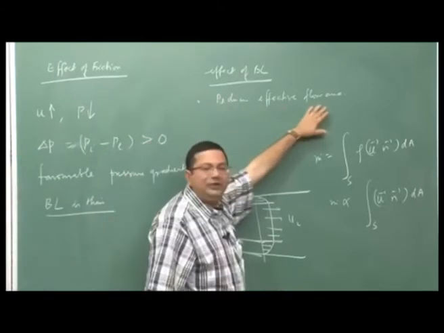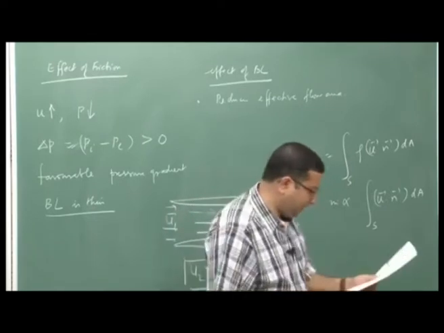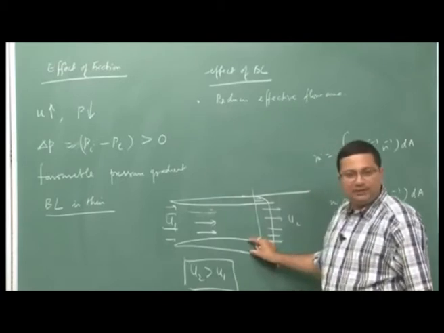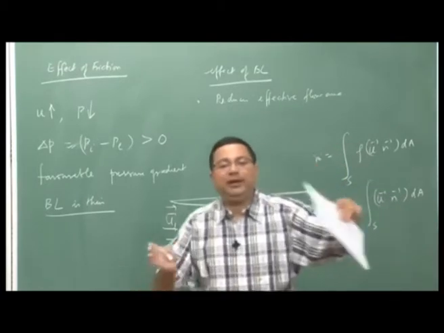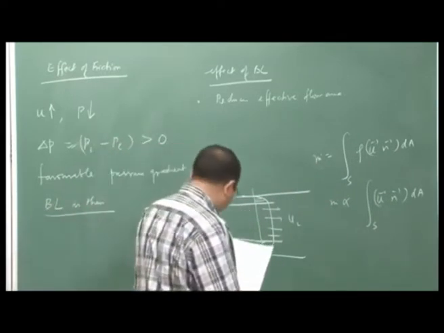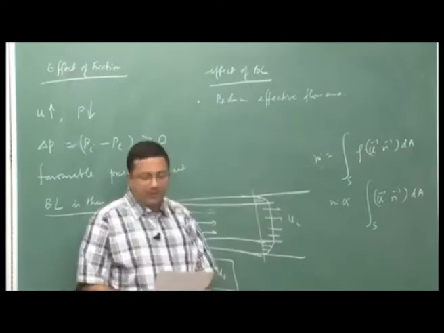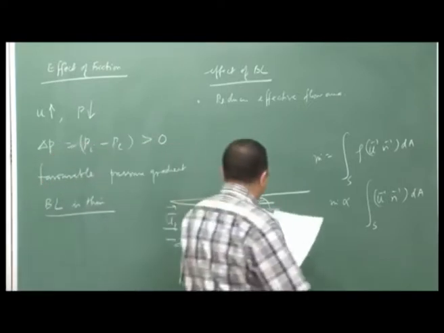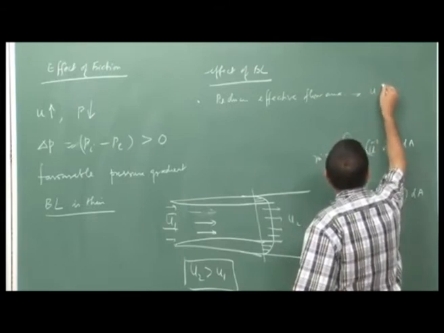Since it is going to reduce the effective flow area, the flow will be accelerated. Okay. So, this is called displacement thickness. So, it seems like effectively the wall is displaced, right. So, this is called the displacement thickness, where the actual flow area or effective flow area is reduced. So, the consequence is that velocity is going to increase.